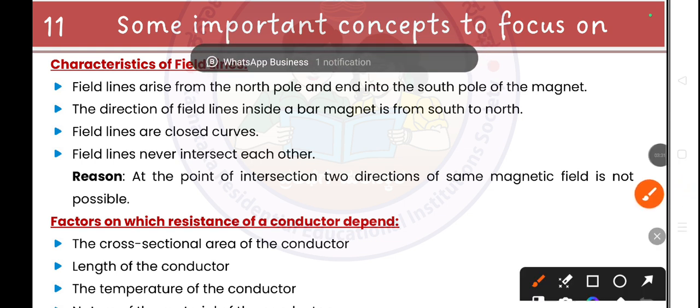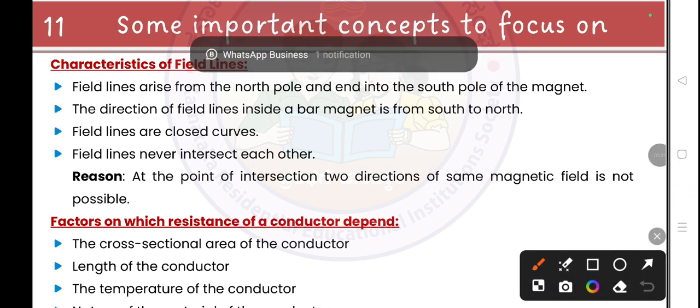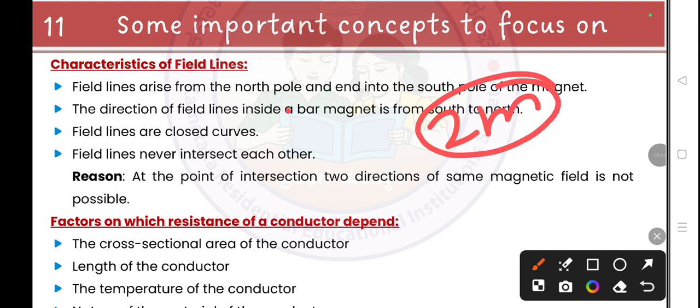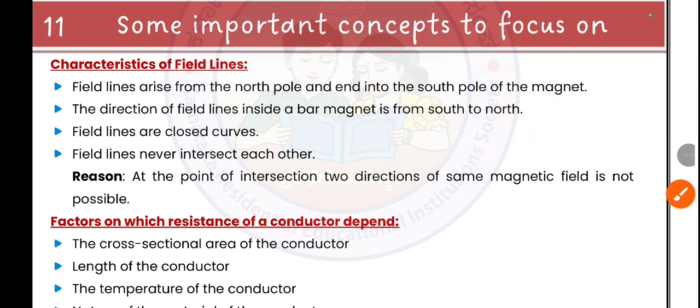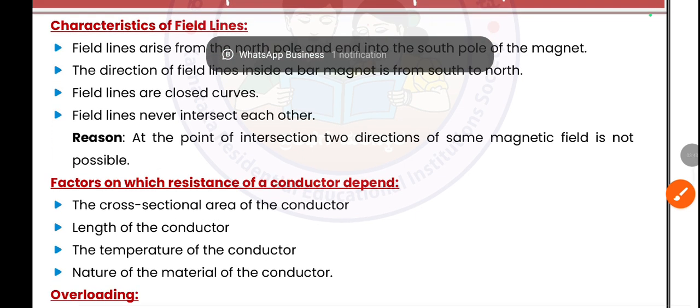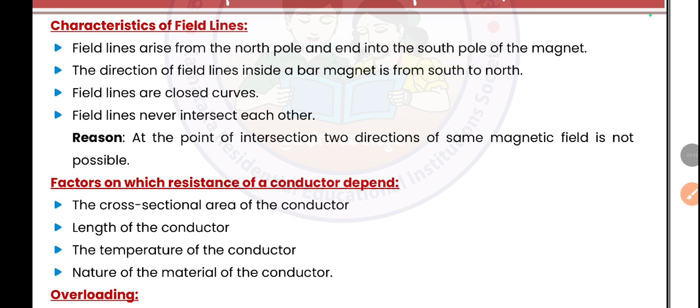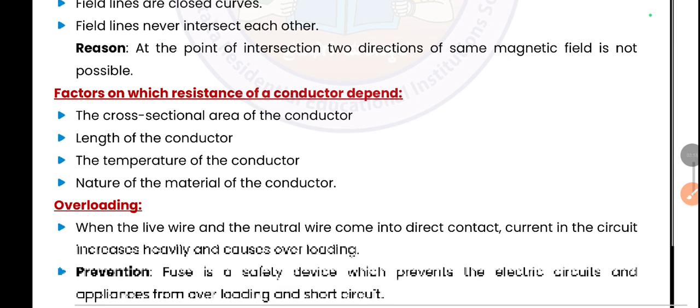These are very, very important because alternate years they ask this question for 2 marks. That's why this question is VVIMP. Okay, keep in mind. Then, why field lines never intersect each other, they ask in give reason. At the point of intersection, two directions of the same magnetic field is not possible, that's why they do not intersect.